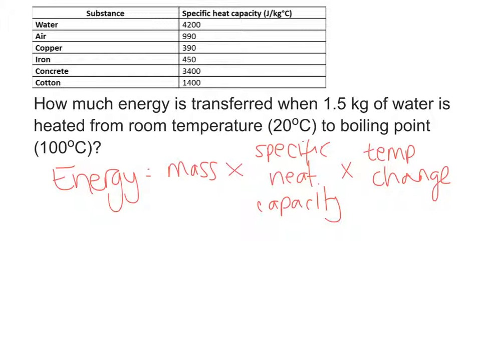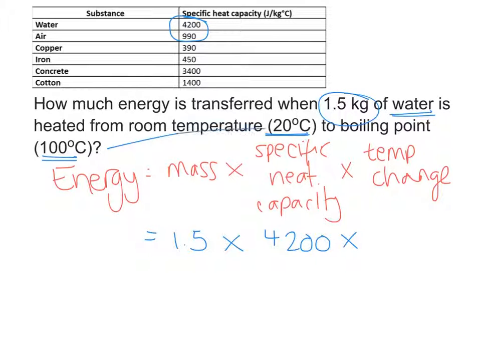Now what I need to do is include these values into my equation. So I have my mass, it's 1.5 kilograms. I have the specific heat capacity of water, it's 4,200. And then I have my temperature change, it's gone from 20 to 100. So 100 take away 20, that's going to be 80.